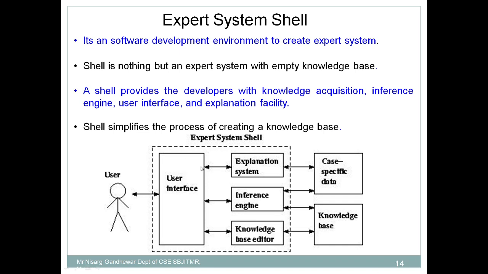So here you can see this particular diagram or graphical representation. The user is there, the user interface is there, and a similar kind of interface you can use for more than one expert system. Then the explanation system is there, the inference engine which is responsible for fetching the data from the knowledge base, and the knowledge base editor is there where you can edit the knowledge base. Here the knowledge base is connected with this shell, but that knowledge base is empty initially. What you need to do is just feed the expertise, domain-specific knowledge into that knowledge base, so that your expert system can be ready in a very quick period of time. So this is the benefit of using an expert system shell.